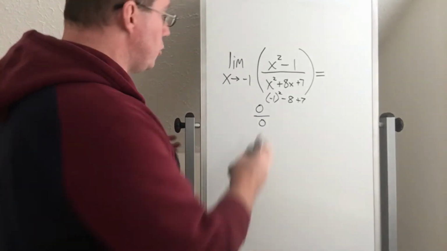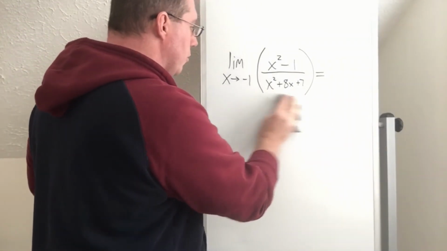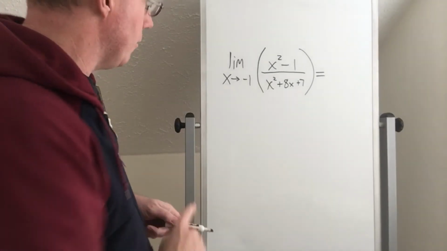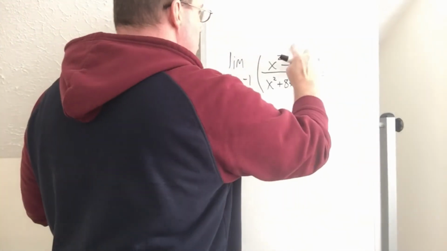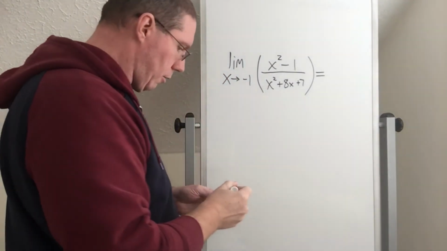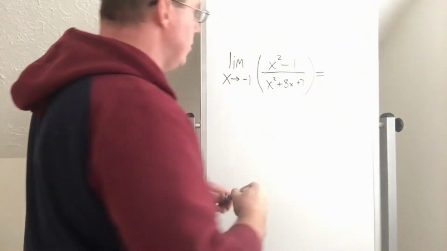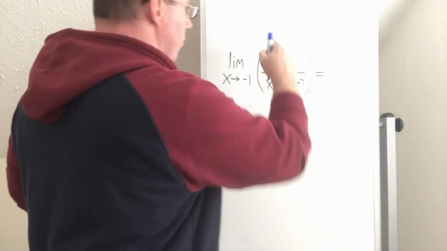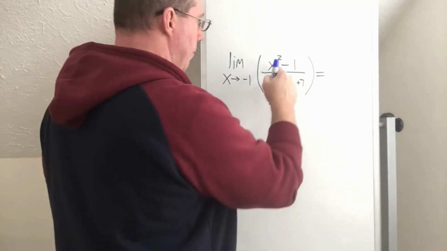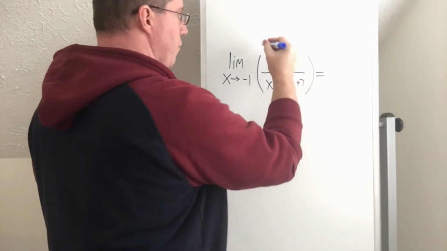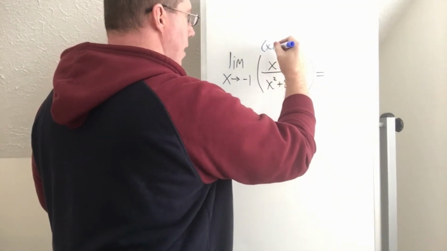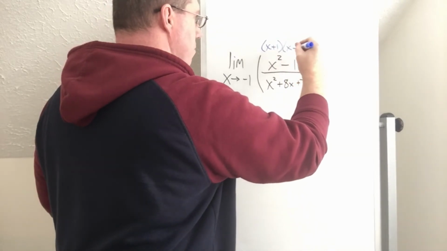So moving on to step 2, we now need to factor the numerator and the denominator. One way you can do this is sometimes I'll use a different color, or I'll just basically do the factoring over the top and under the bottom. So x squared minus 1, that's a difference of squares. It factors into x plus 1 times x minus 1.